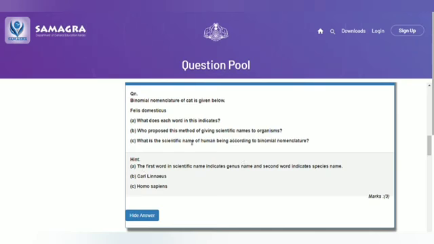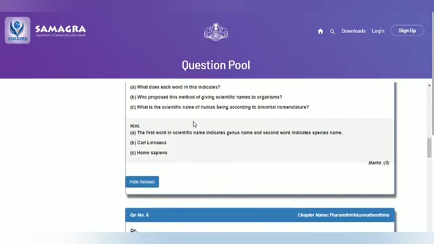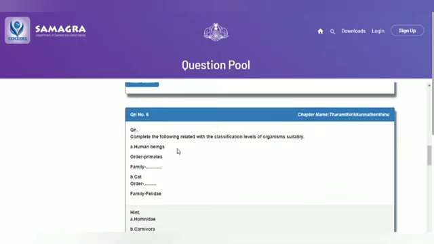Who proposed this method of giving scientific names to organisms? Carl Linnaeus. And what is the scientific name of human beings? According to the binomial nomenclature, the scientific name of human beings is Homo sapiens. Sixth question. Complete the following related to the classification level of organisms suitably.